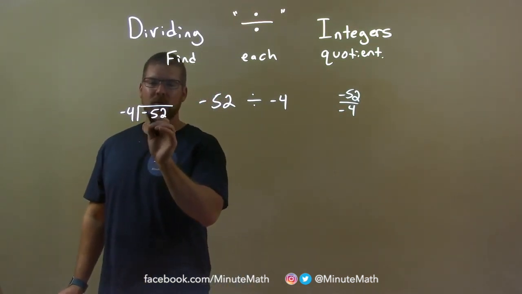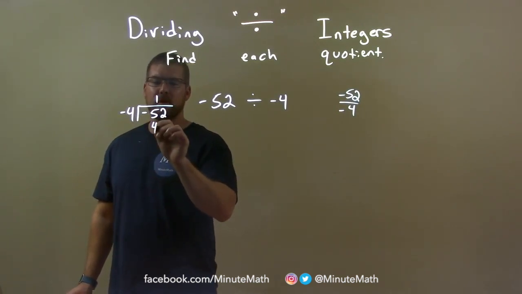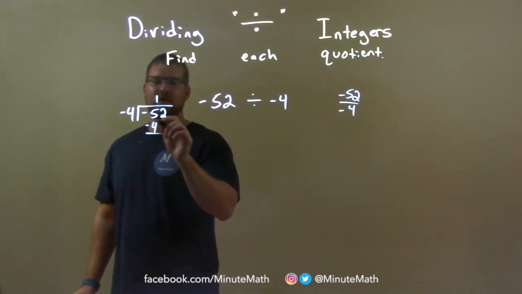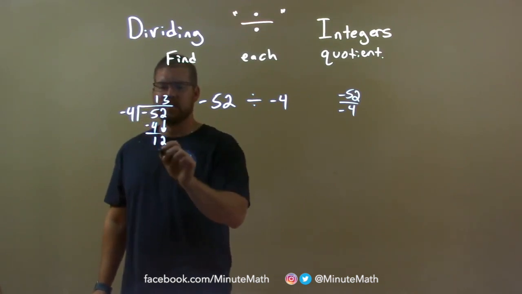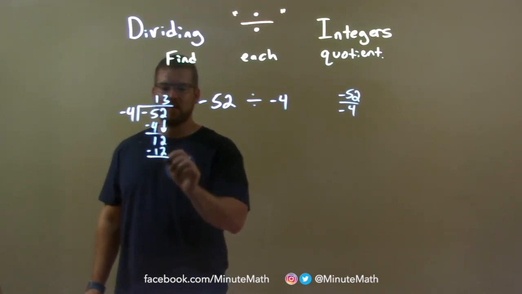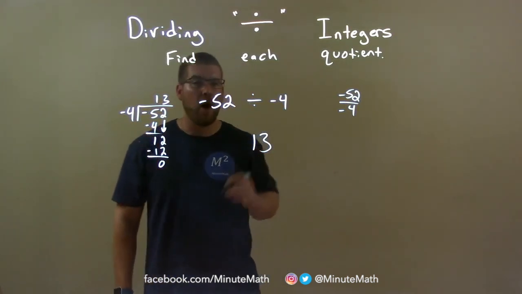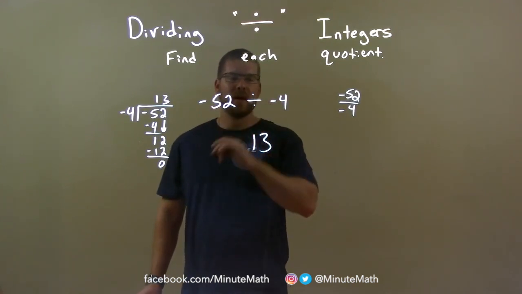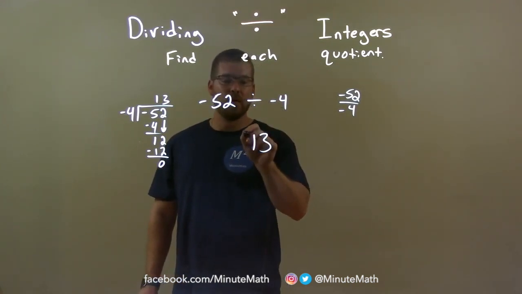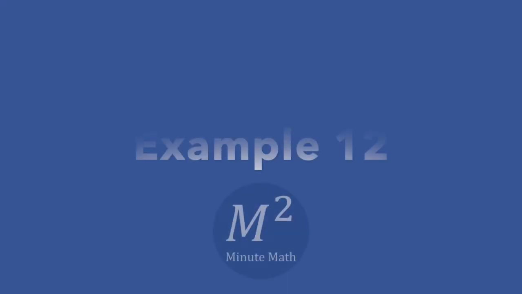4, now we're going to ignore the negatives right now. 4 into 5 is 1. 1 times 4 is 4. Subtract the 2. 5 minus 4 is 1, and bring down the 2. Now 4 goes into 12 3 times. 3 times 4 is 12. And there we have it, 12 minus 12 being 0. So our answer is just a 13. But now I need to worry about the negatives, okay? We have a negative divided by a negative, which we know is going to be a positive. So our final answer here is just positive 13.